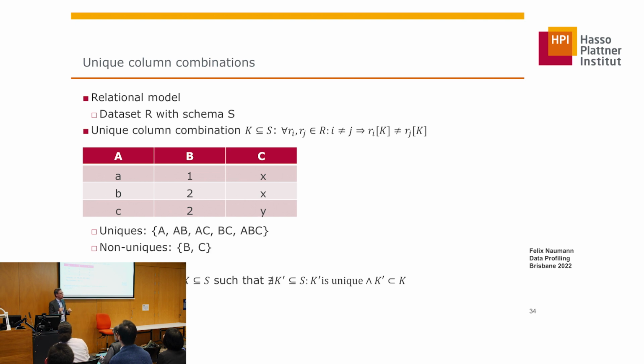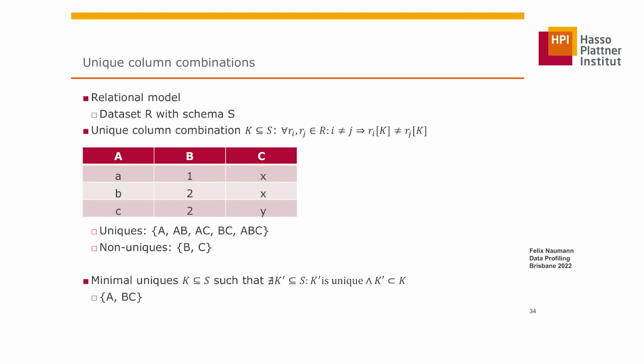And probably most of you already figured out, well, I said A is unique and AB is also unique, but who cares if AB is unique? A alone is already unique. So we're usually looking for so-called minimum uniques. So minimum uniques are those for which there's no subset of columns that is also unique. It's an obvious concept, right?